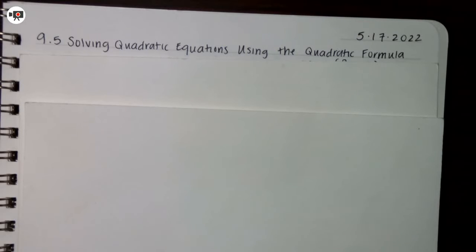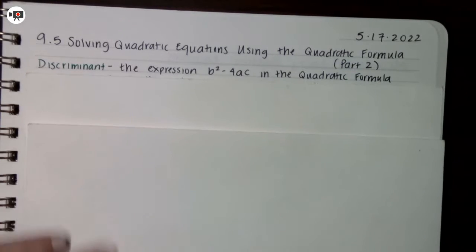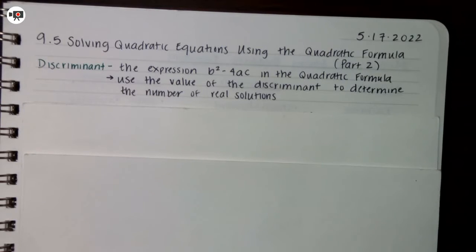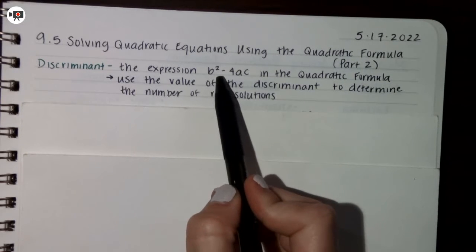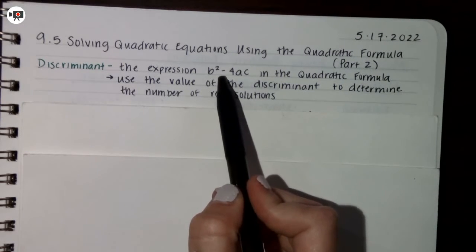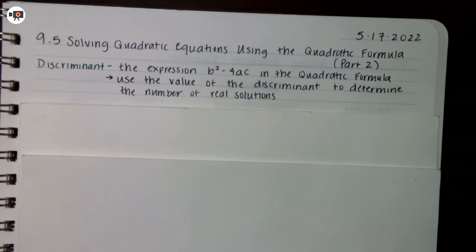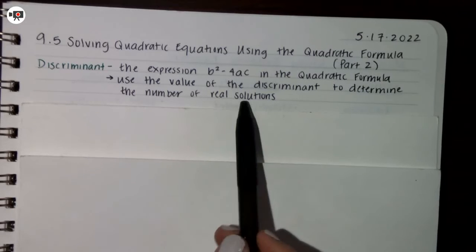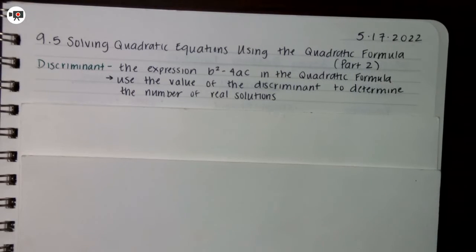This is 9.5, solving quadratic equations using the quadratic formula, part 2. So we have something called the discriminant, which is the expression b squared minus 4ac in the quadratic formula. That is the part that is inside the square root in the quadratic formula. And we use the discriminant to determine the number of real solutions that an equation is going to have.